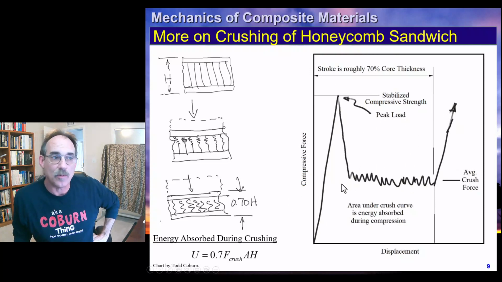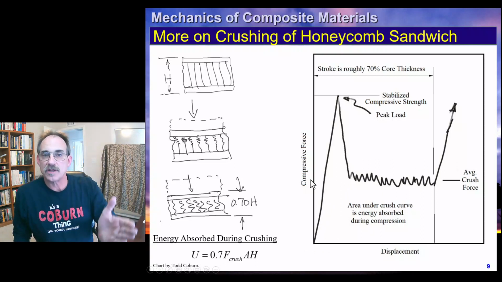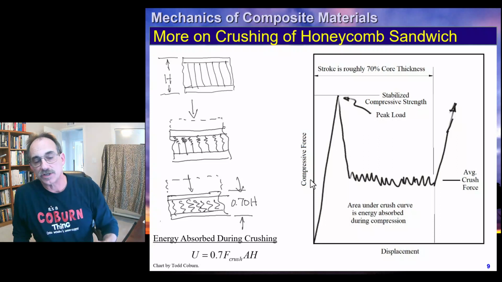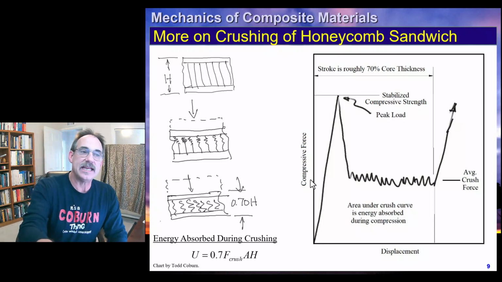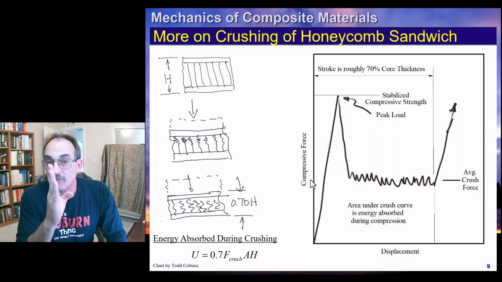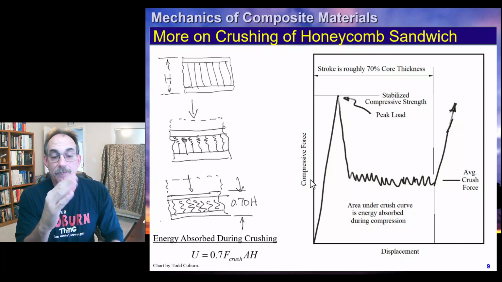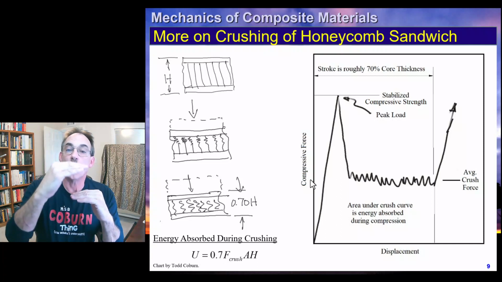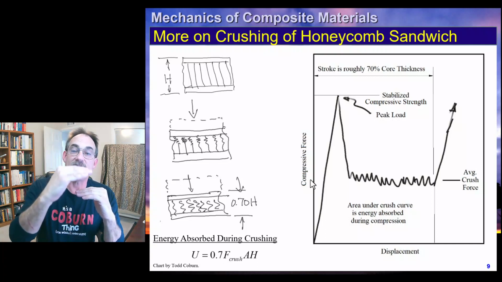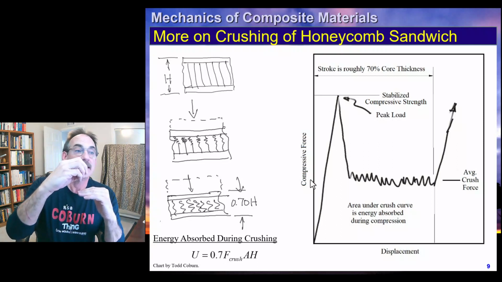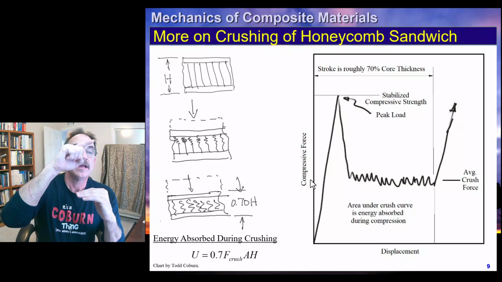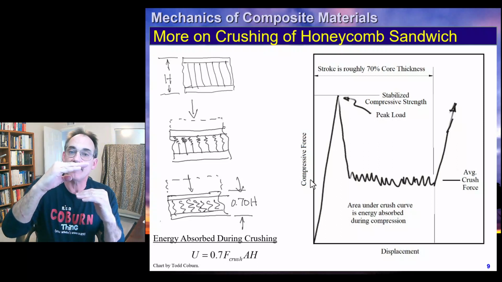This is how honeycomb crushes. When you crush honeycomb, here's our compressive force on the vertical axis and displacement on the horizontal axis. We start out going up in a roughly linear relationship as this core is compressed and it hasn't yet failed. Then you get the start of that crimping. That was all at the first picture. Then you get the first start of compression.